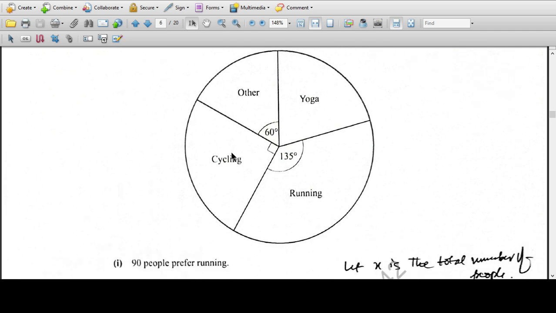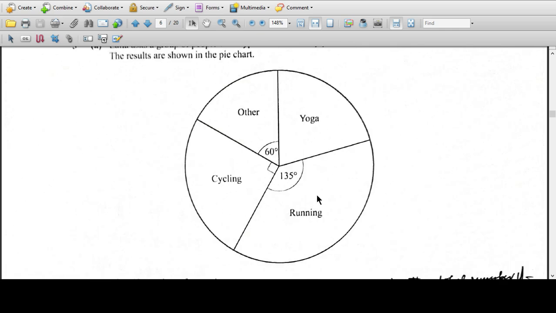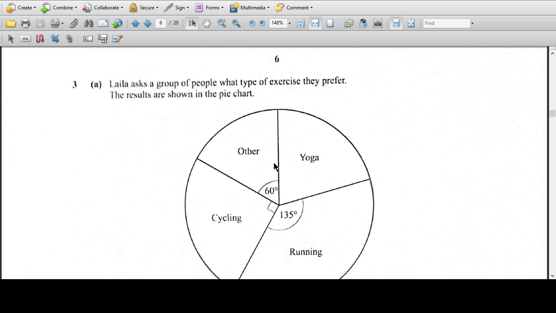Yoga, running, cycling and others. So 90 people prefer running. Now calculate the total number of people Layla asked. This whole circle is the group of people for which Layla interviewed or asked about their preference.